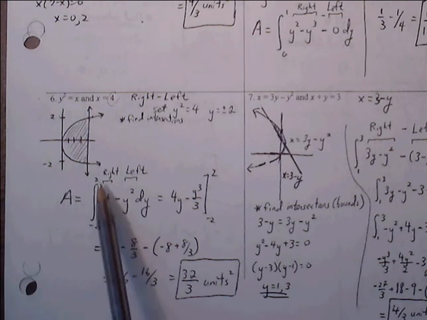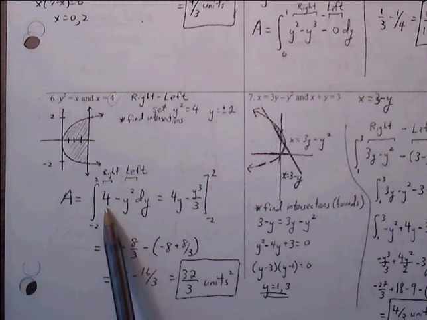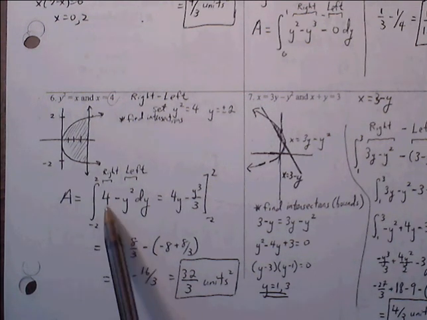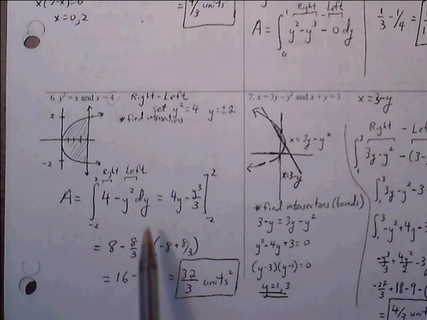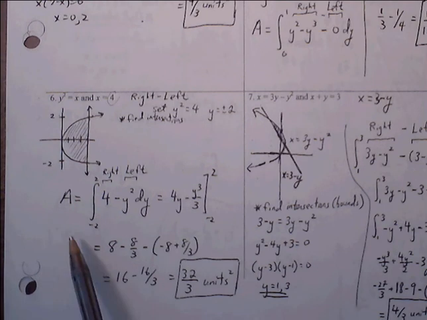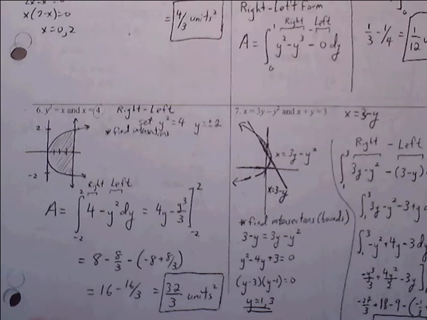So from negative 2 to 2, our right graph is 4. Our left curve is y squared, so 4 minus y squared is our integral. Then once we find the antiderivative using the power rule, we can plug in the upper and lower bounds. And once we have that, we have 32 over 3 square units.